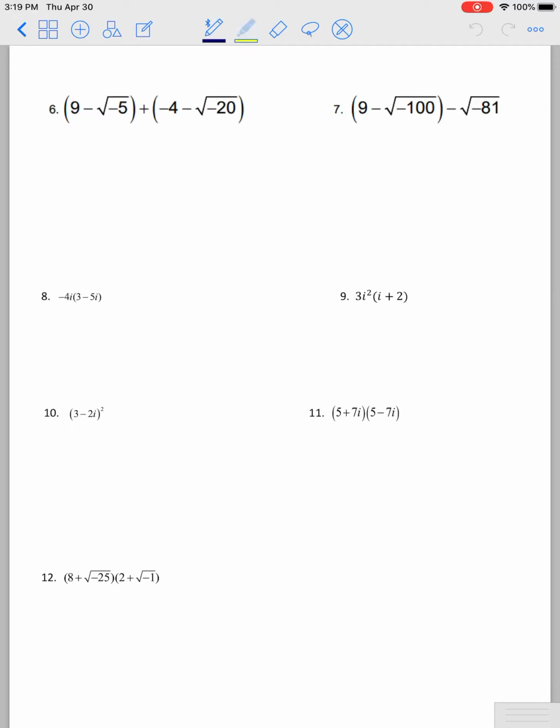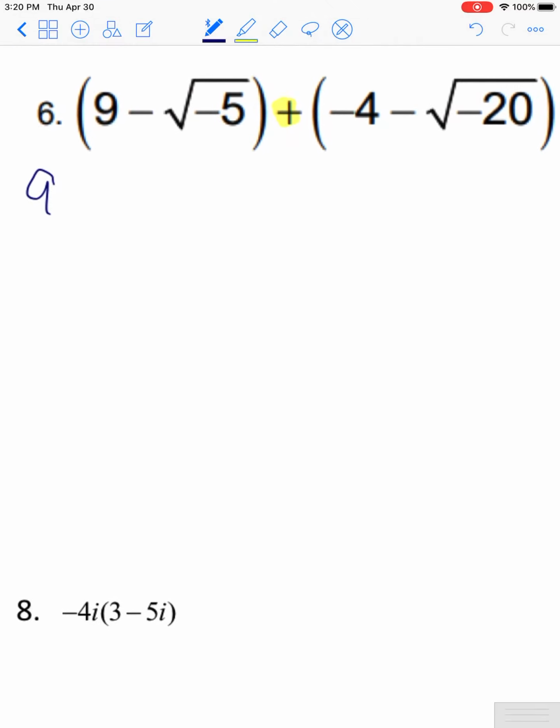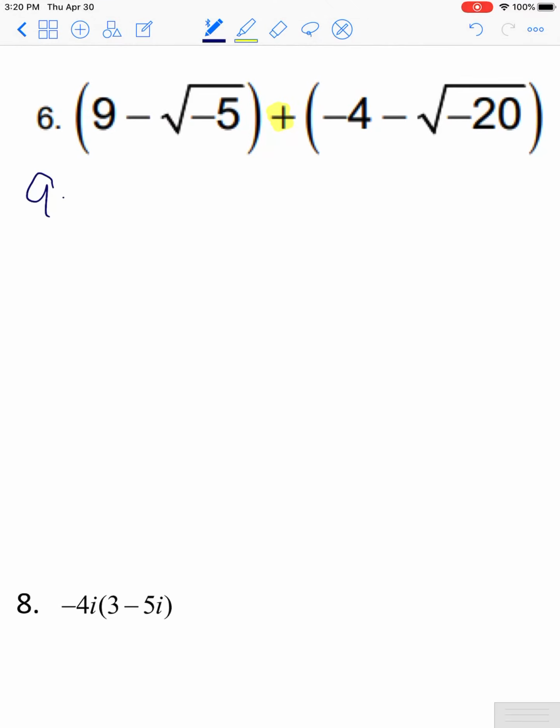All right. So if I take a look at this one, again, take a close look as I have addition, so I know I'm adding here. However, I need to simplify some of these. So I have 9 minus the square root of negative 5. That is not a nice number. So I'm going to split this up into the square root of negative 1 times the square root of 5.